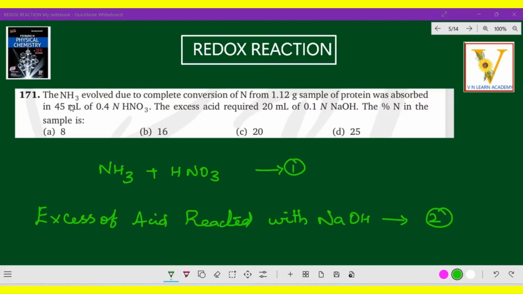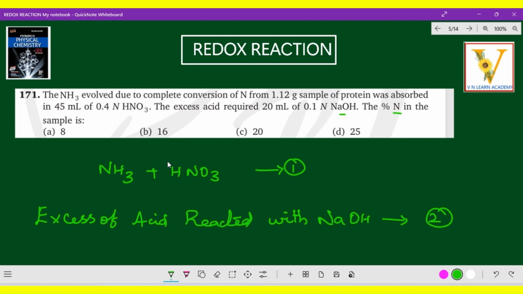The next question: ammonia gas evolved due to complete conversion of nitrogen from a 1.12 gram sample of protein was absorbed in 45 ml of 0.4 N HNO3. The excess acid required 20 ml of 0.1 N sodium hydroxide. The percentage of nitrogen in the sample is the same as the last question, only the values and substance have changed.